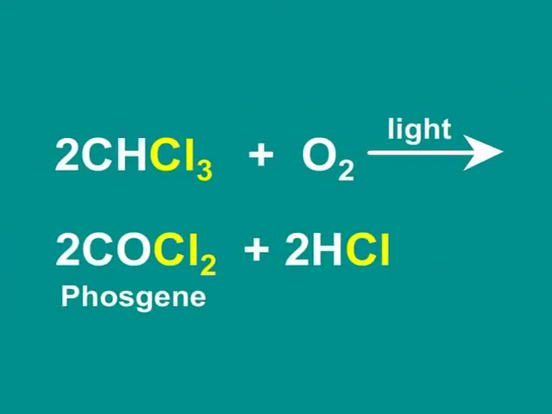In order to prevent the formation of phosgene, chloroform is always kept in airtight dark colored bottles so that air is kept out. The presence of phosgene in a given sample of chloroform can be detected by shaking given sample with silver nitrate. Formation of white precipitate of AgCl confirms the presence of phosgene in a given sample of chloroform.